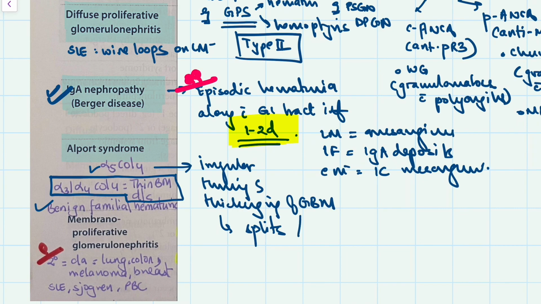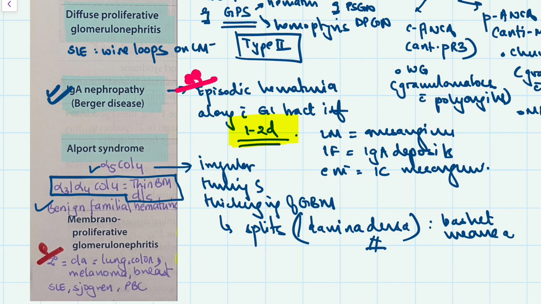Remember that the splitting of basement membrane occurs at the lamina densa, and due to this the characteristic basket weave appearance is present, right? It is an X-linked dominant disorder. This is a very important question. And Alport syndrome is also associated with anterior lenticonus. Anterior lenticonus means that the lens is dislocated anteriorly, right? Remember AA. So Alport is anterior lenticonus.